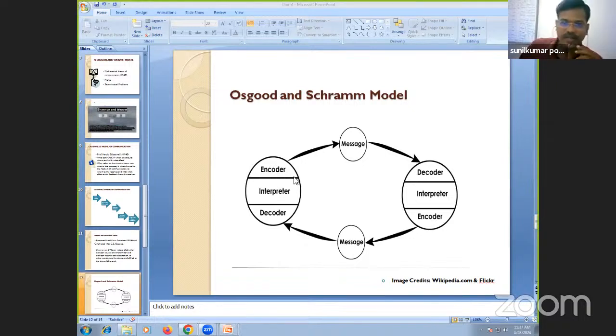Next here is the Osgood and Schramm model. Encoder means sender, giving some message to the decoder. It is a circular model. The sender is sending a message. Decoder means receiver is decoding, and he is also thinking something. Again, he is also encoding, and he is giving some message to this sender. Here it is a circular model, and it has feedback, also getting feedback immediately. This model is prepared by Osgood and Schramm.